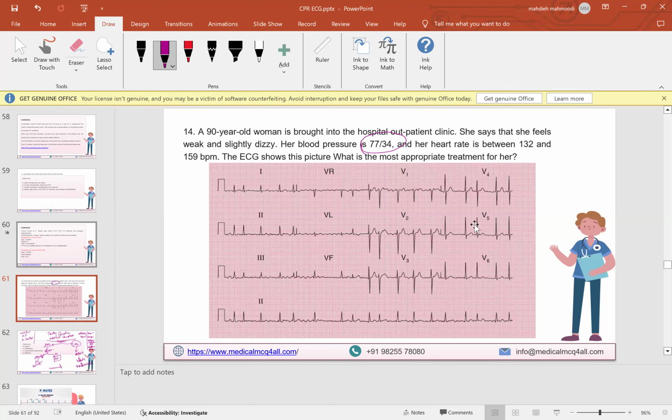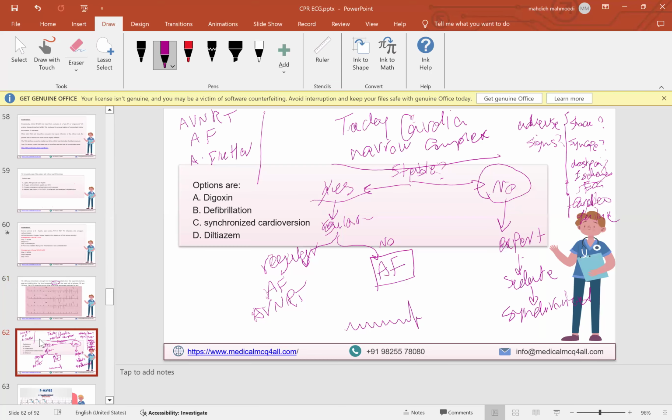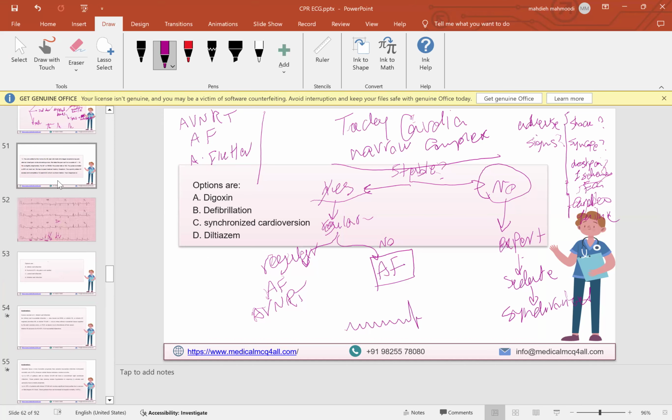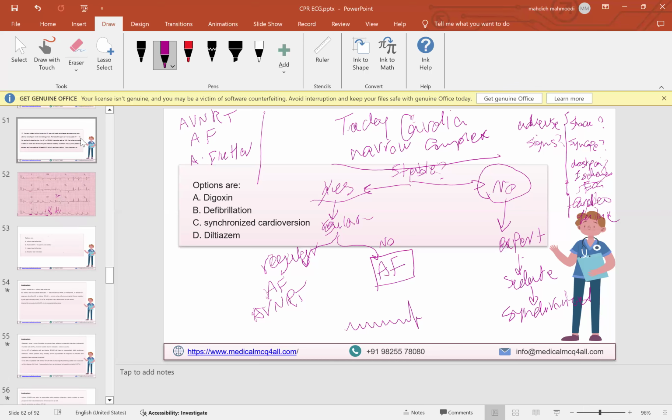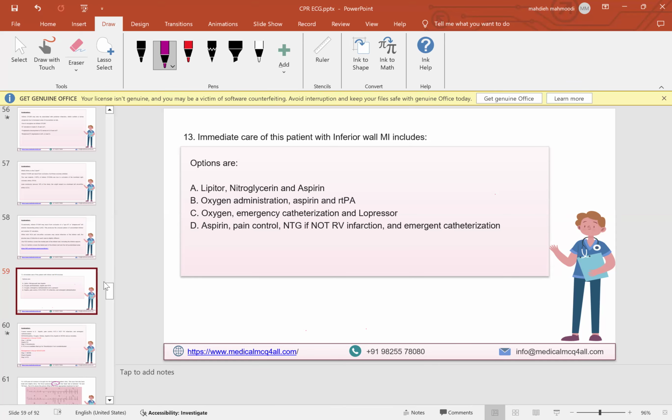Unstable. What is the correct answer? Synchronized. Synchronized cardioversion. Easy. Done. So irrespective of what it is, if the patient has a pulse, then it will be synchronized. If the patient doesn't have a pulse, it will be a defibrillator. Yes, but of course, not all the cases. I mean, if there is an indication to give cardioversion and your patient has a pulse, it's going to be synchronized. If there is no pulse, unsynchronized. Got it?